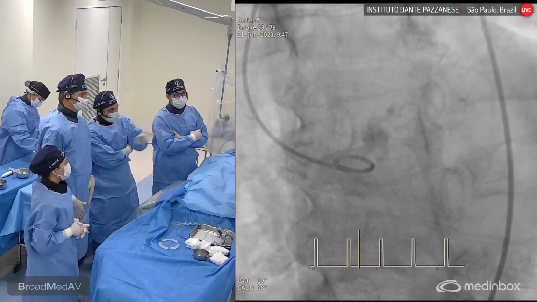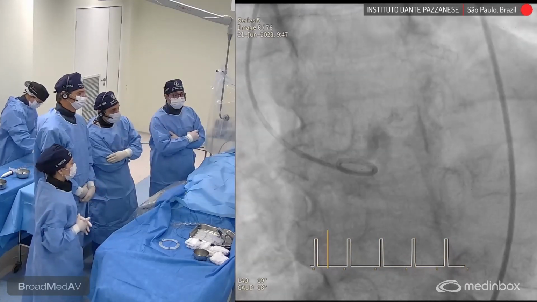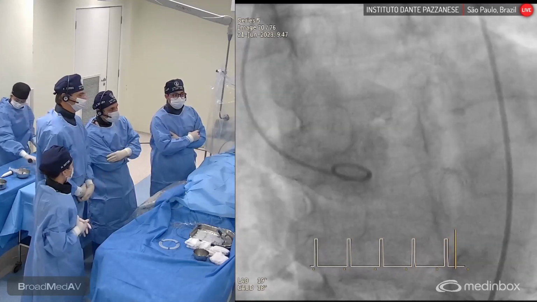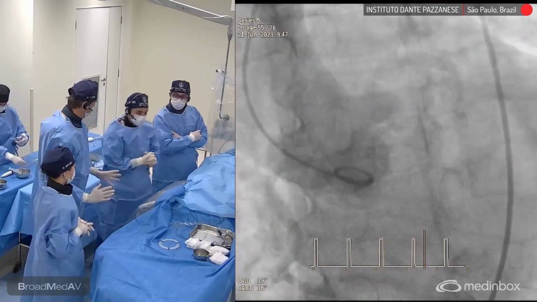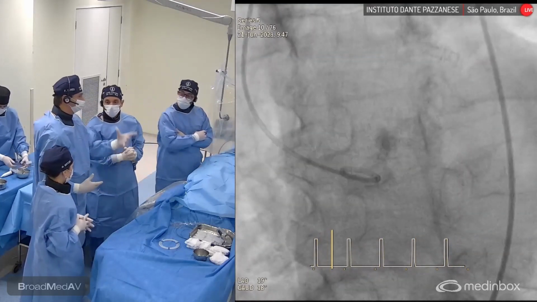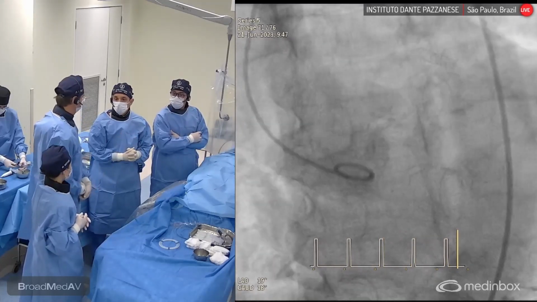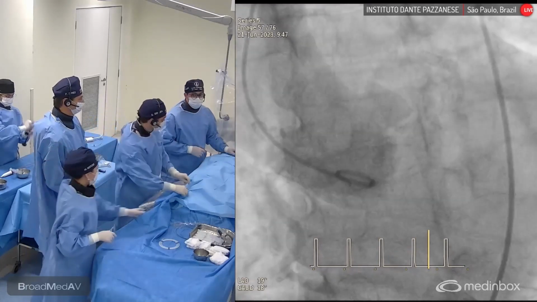We have a coplanar view with the three cusps in the same plane. You can also appreciate how calcified this valve was. So this is going to be a minimalist approach again. And have you got some echo images at this time? Yes, we can show you some images from echo.